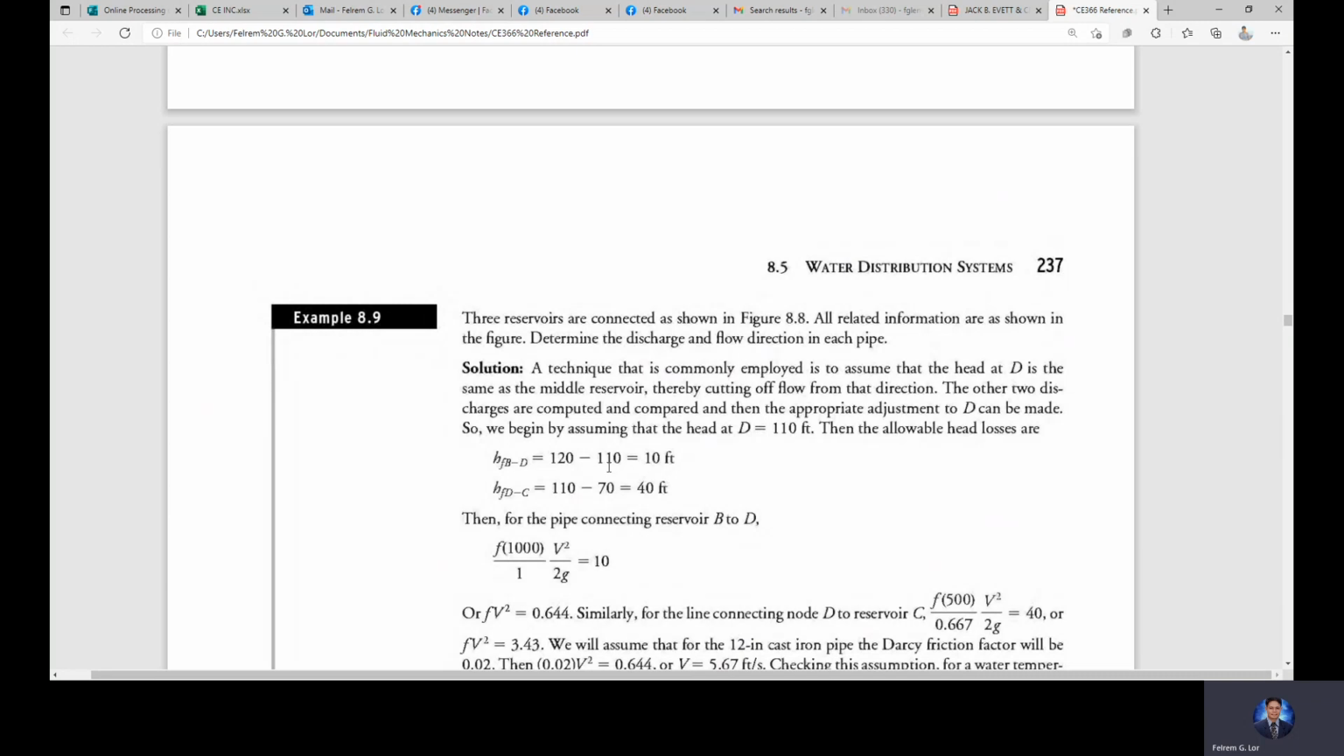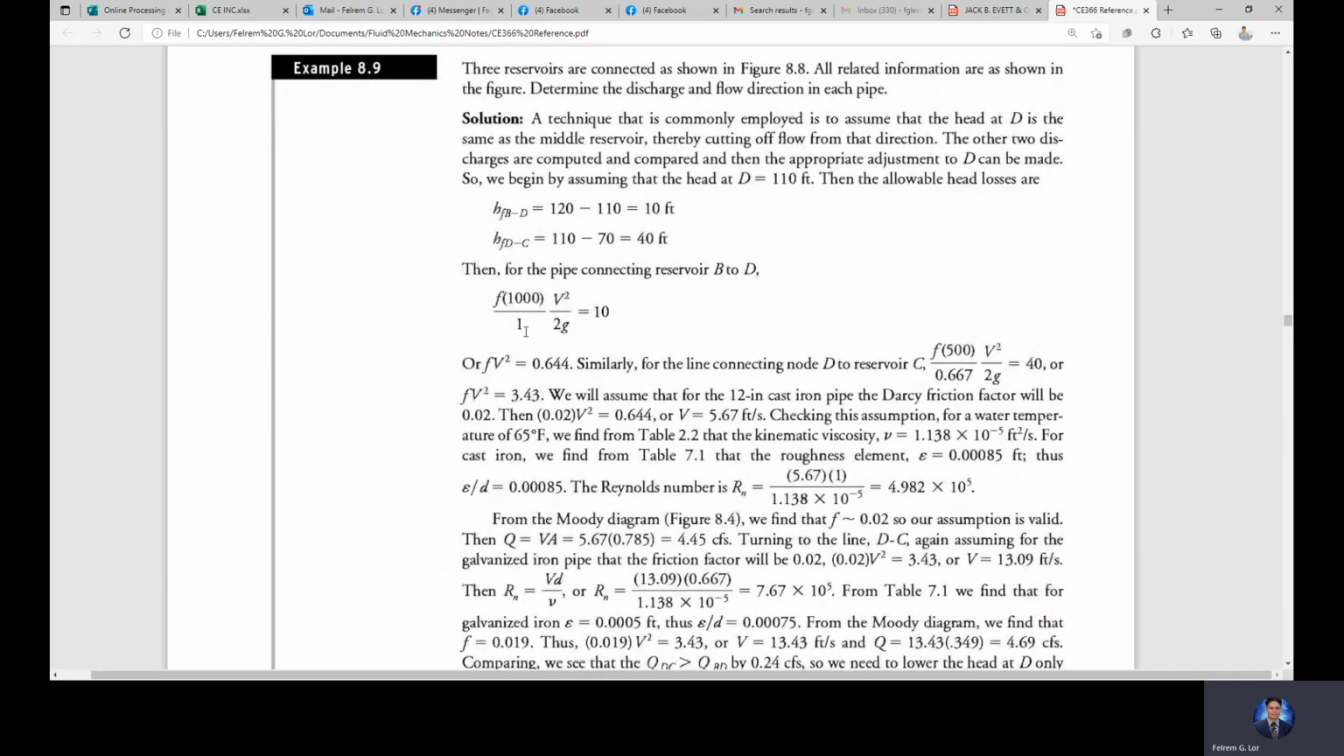The difference in elevation from B to D is 10 feet. From D to C, that's 40 feet, which comes from 110 minus 70 in elevation. So we can now use the Darcy-Weisbach equation: f times length over D, then V squared over 2g. If we can compute V, we can now compute Q.